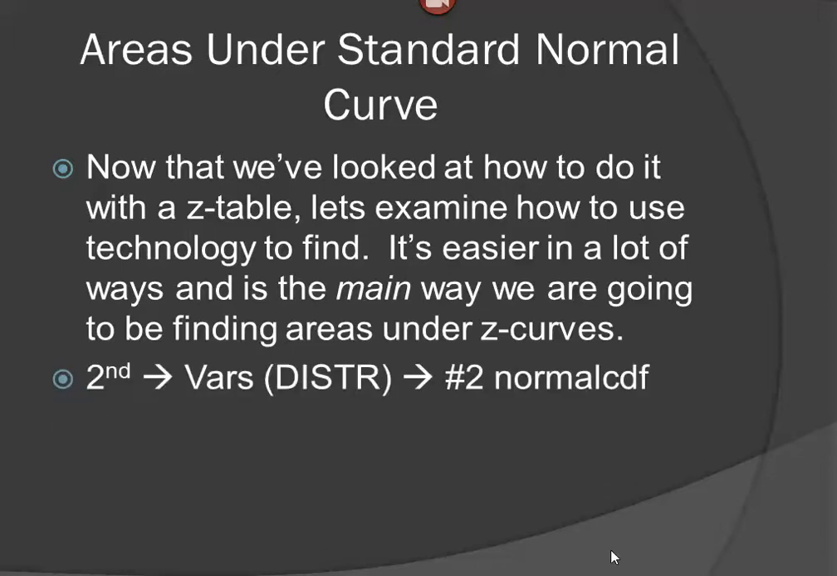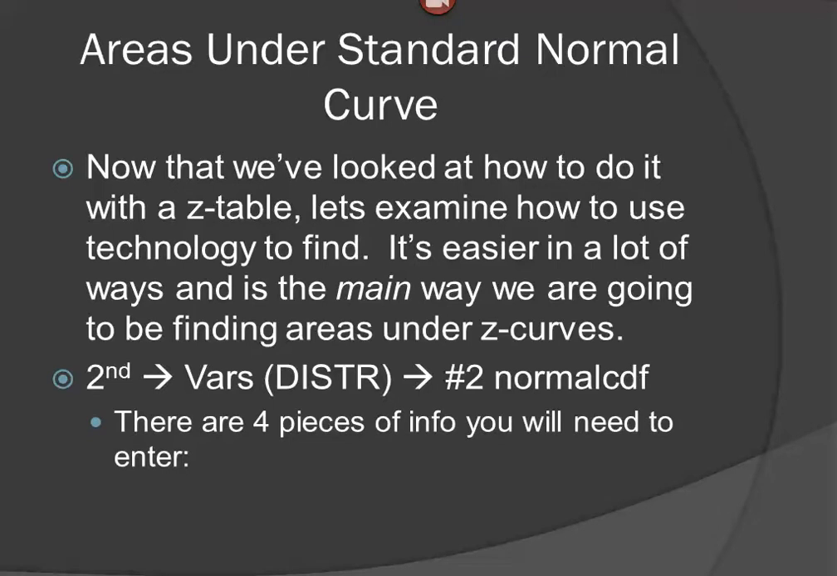So on your calculators, the function for finding areas under the normal curve is found by going to second vars. Vars is a button right underneath your arrow keys, and above it says distribution, D-I-S-T-R. So basically we're going to the distribution menu because we're hitting second first, and then choice number 2, normalcdf, is the way we're going to be looking at cumulative areas. We won't be using the PDF ever.